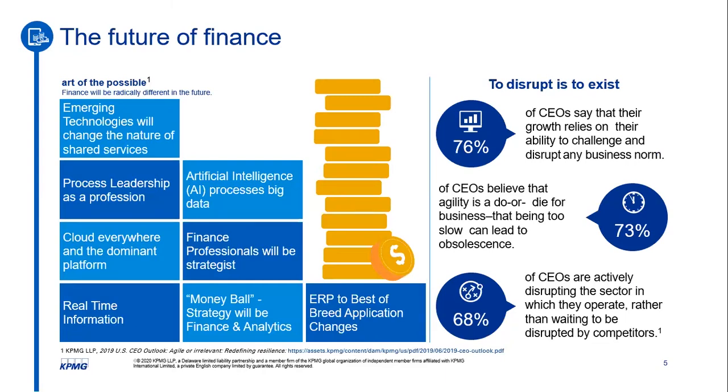Financial professionals are becoming more strategic rather than doers, because the system can do a lot for them. And I like the one where it's a Moneyball strategy, right? So between finance and analytics, because the systems are that much more capable today for what folks are going to be implementing now and going forward.